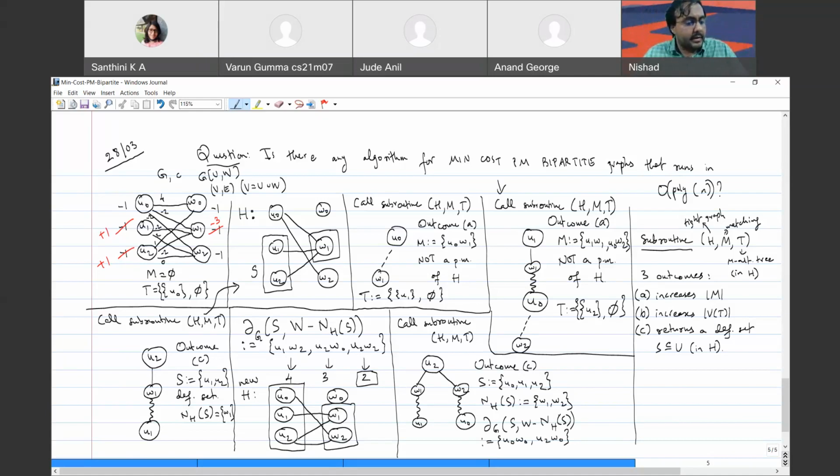And their slacks are 6 and 1. Is that right? So our beta is 1. We are going to add that to U0, U1, U2's variables and subtract from W1 and W2. All good? So let's do that.